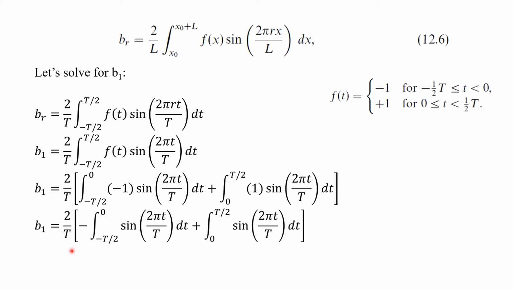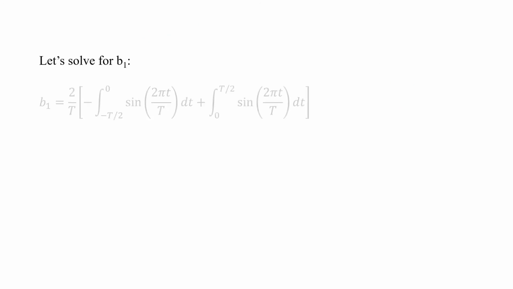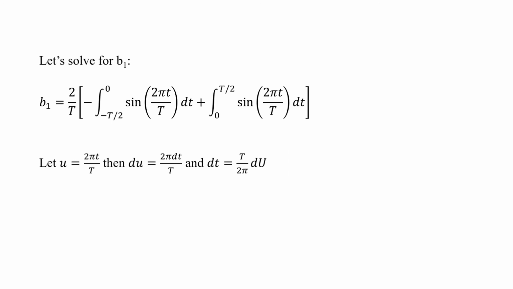Simplifying further, your b1 is equal to 2 over T times negative the integral of sine 2 pi t over T evaluated from -T over 2 to 0 plus the integral of sine 2 pi t over T dt evaluated from 0 to T over 2. So this one again is your b1, which we have earlier. And to solve for the integrals, let us let u be equal to 2 pi t over T. Then your du is equal to 2 pi dt over T. And from that, your dt is equal to T over 2 pi du.